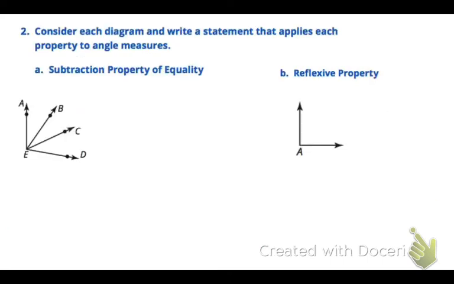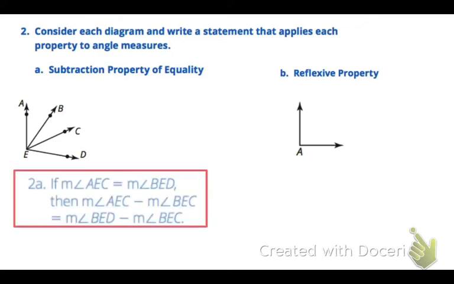So for this one, we're going to go ahead and consider each diagram and write a statement that applies for the property of angle measures that we were given. So for this one, we're going to do the subtraction property of equality. So we want to go ahead and subtract these angles so that we can make a statement.